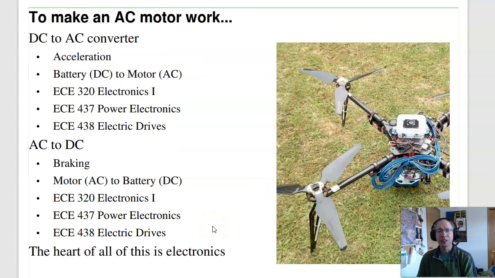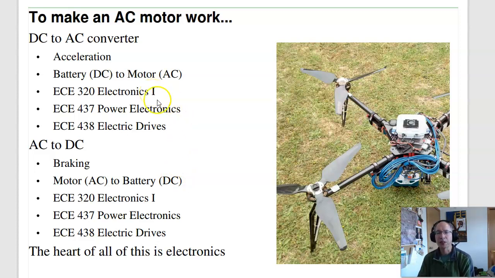So the challenge you have in making these motors work is I need a DC to AC converter that goes from the battery to the motor, driving the motor, and I need to go from AC to DC. That's when I want to slow the motor down, active braking. How do I do that? Those are covered in electronics courses.